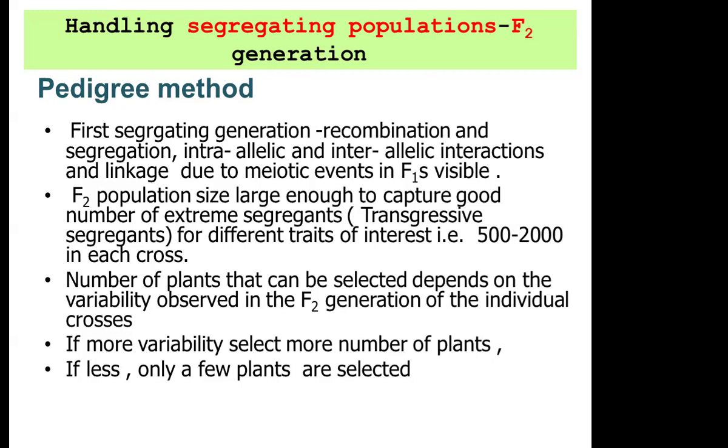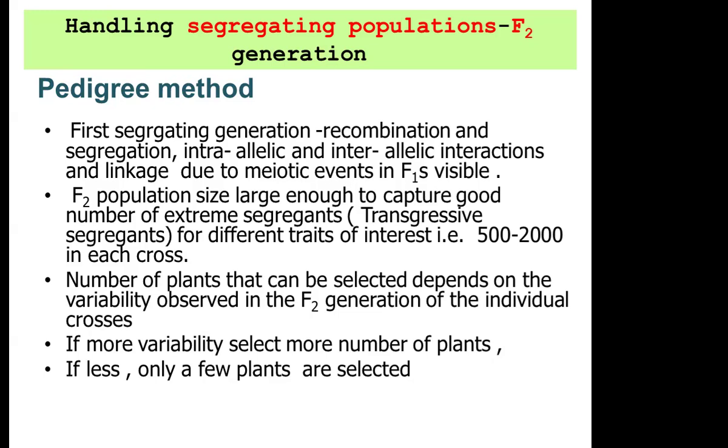F2 population size, as I said, should be as large as possible, but it should not be too large. We can't carry on or select in such a large population, and it becomes a stupendous task for the breeder. Optimum size will be around 500, so that we can capture most of the segregants, the extreme segregants.